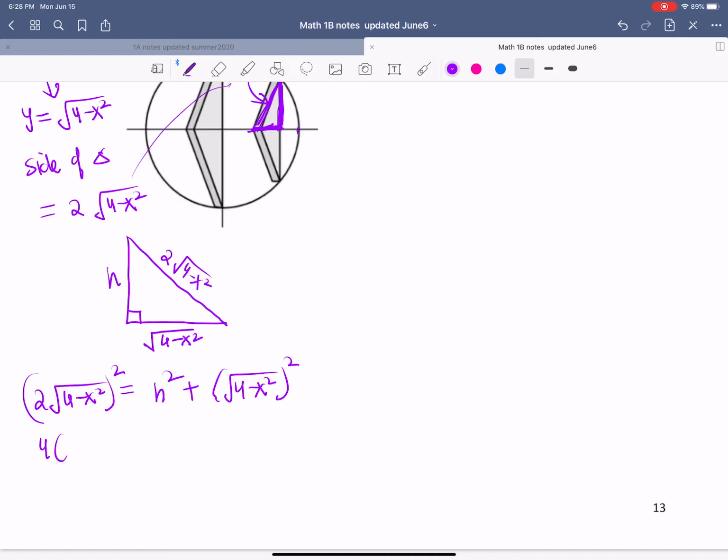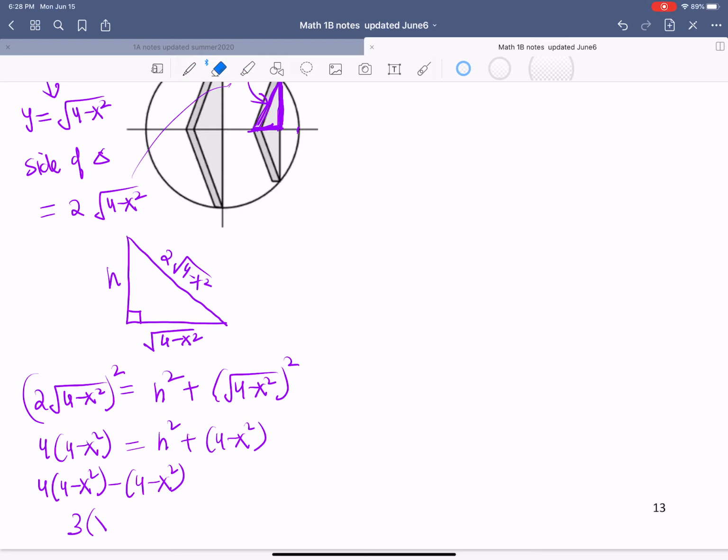So this turns out to be 4 times (4 minus x squared) is equal to h squared plus (4 minus x squared). Subtract 4 minus x squared from both sides: 4 times (4 minus x squared) minus (4 minus x squared) turns out to be 3 times (4 minus x squared), which is equal to h squared.